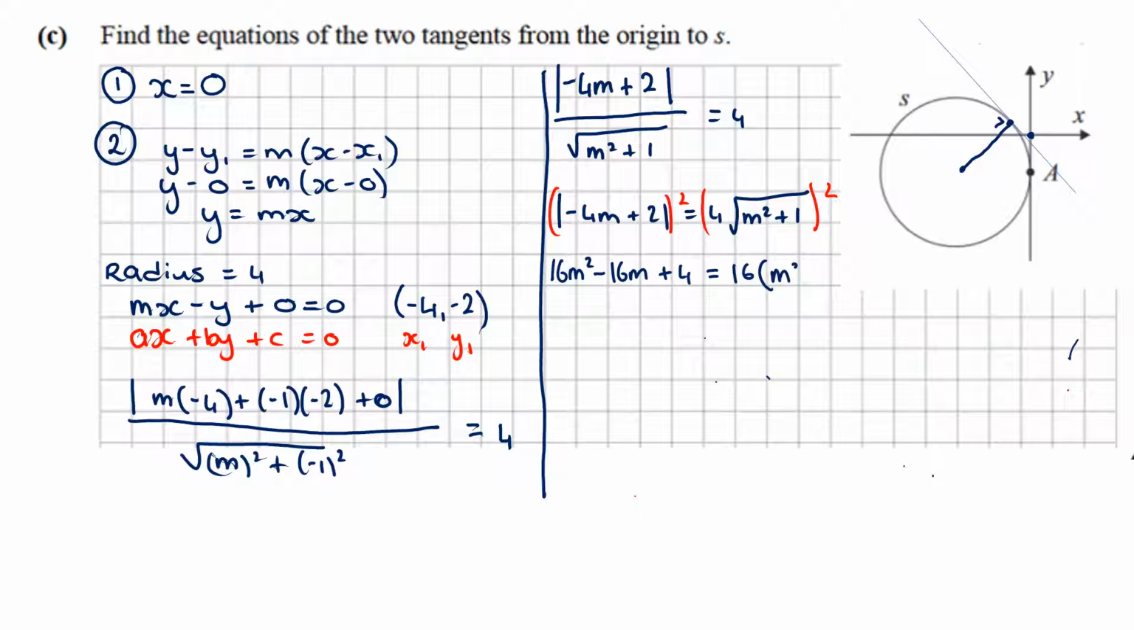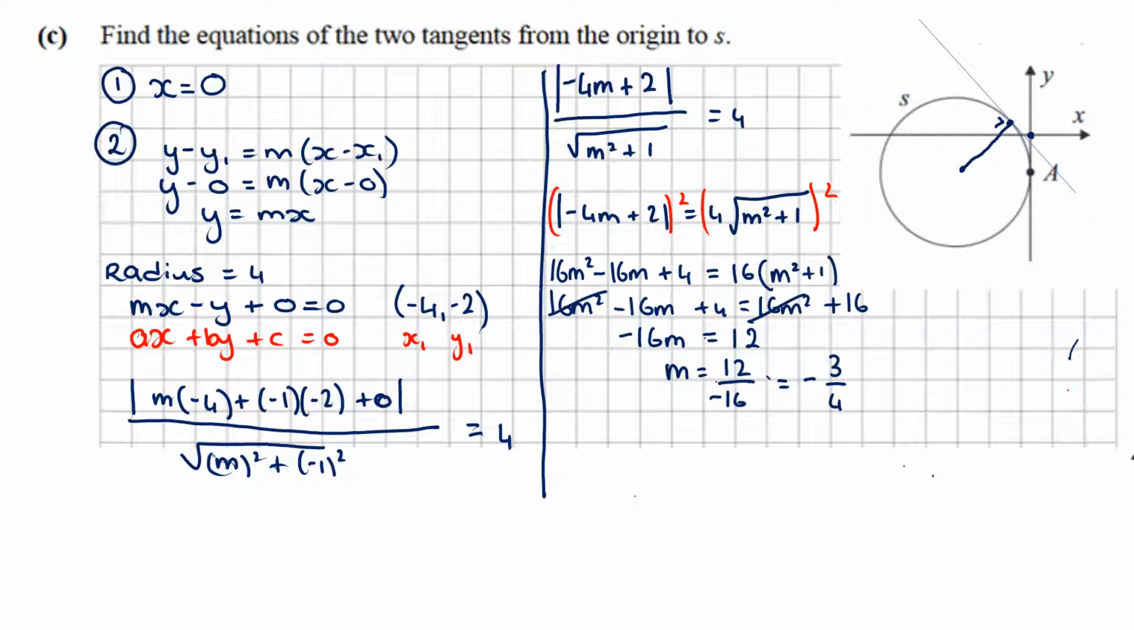root and the square cancel, so that's m squared plus 1. So we get 16m squared minus 16m plus 4 equals 16m squared plus 16. 16m squared on both sides cancel, so I have minus 16m equals 16 minus 4, which is 12. M is equal to 12 over minus 16, and that simplifies into minus 3 over 4.